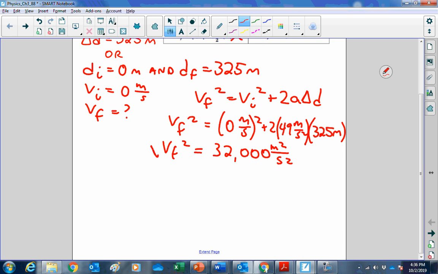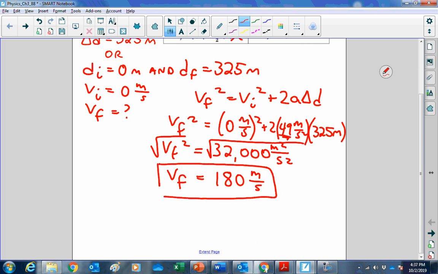And then when I solve, I've got to take square root of both sides. Okay, so I'm going to stick with 2 sig figs because of this 49 here. And I end up having to round to 180. I take the square root of the units also, and meters per second comes out to be a good unit for velocity. That seems really fast, but that's what the book got too, so I'm going to go with that answer.